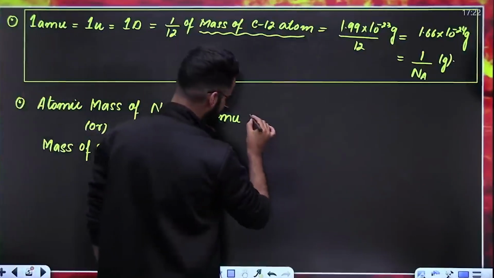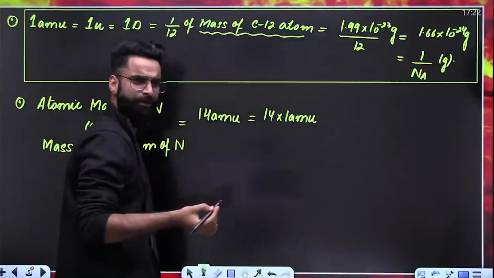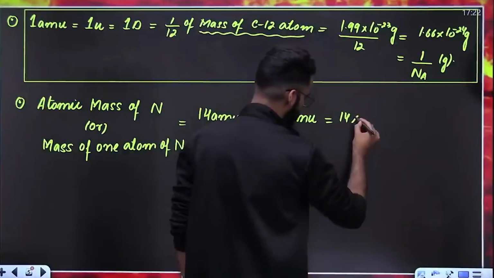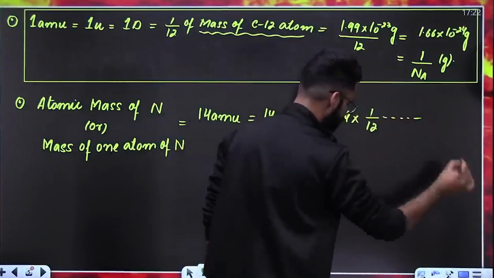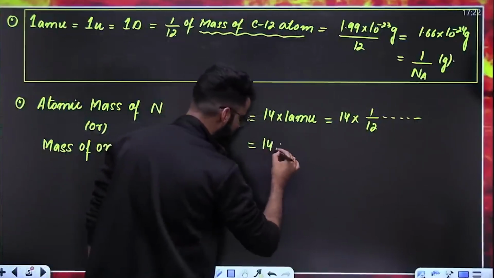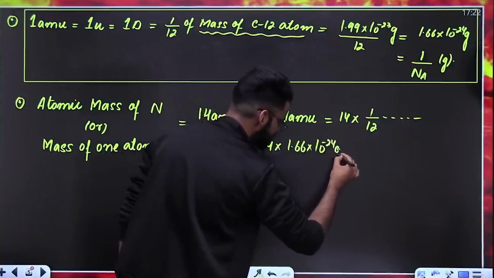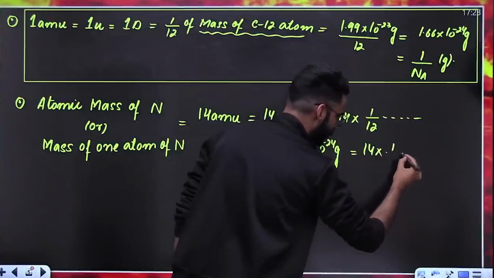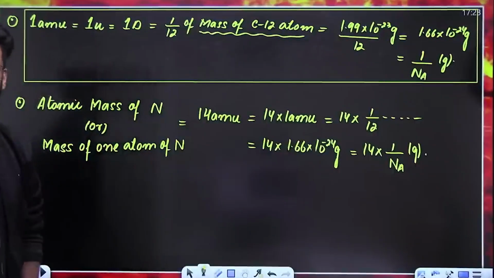Now, dear students, this 14 AMU, can't we write it like this: 14 multiplied by 1 AMU? Absolutely, we can. Instead of 1 AMU, can we write 1/12 of the mass of a carbon-12 atom? Absolutely. Instead of 1 AMU, can't we write 1.66 × 10^-24 grams? Absolutely. Instead of 1 AMU, can't I write 1 divided by Avogadro's number in grams? All these things we can write. The choice is all yours.